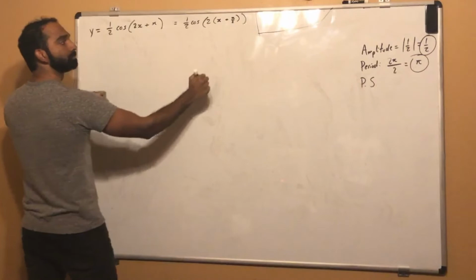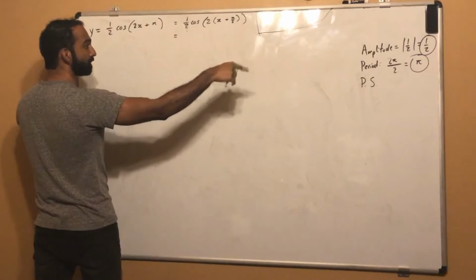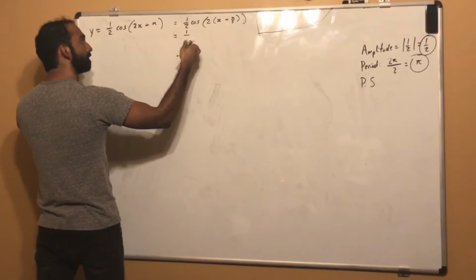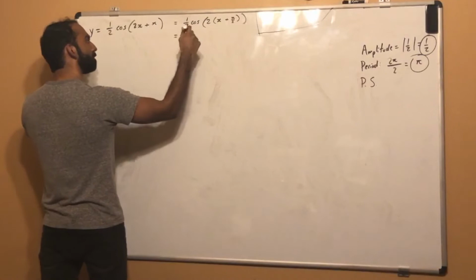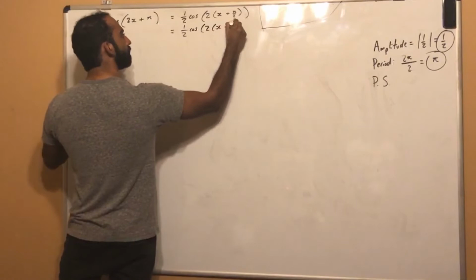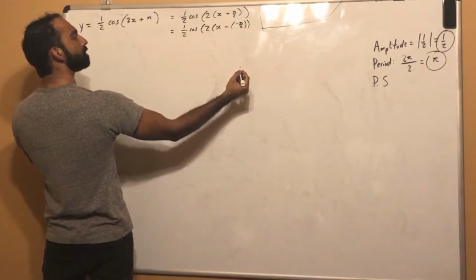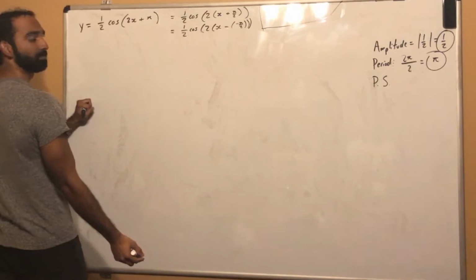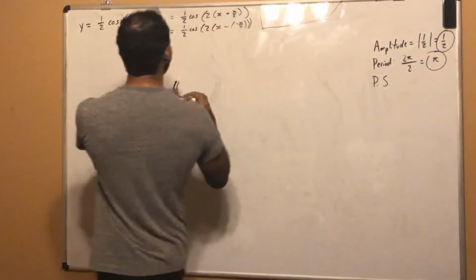And remember, the form that you want to put it in before you deal with these computations is a times cosine of bx minus c, so minus or b c, all times x minus some stuff. So I need a minus sign in that parenthesis. So it'll be 2 times x minus negative pi over 2, parenthesis closed. And do I have a d value? No. All right. So now I can clearly see my a, b, and c values.